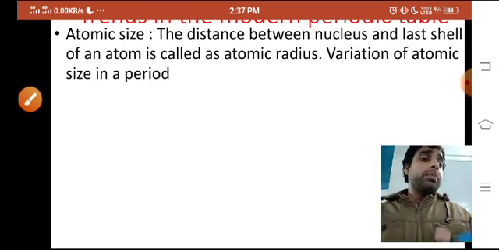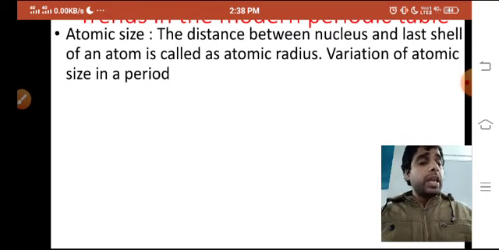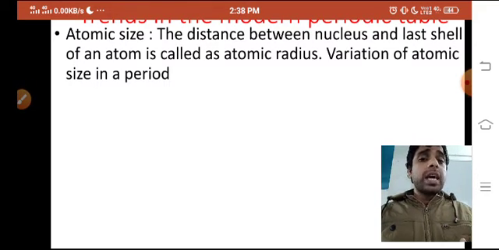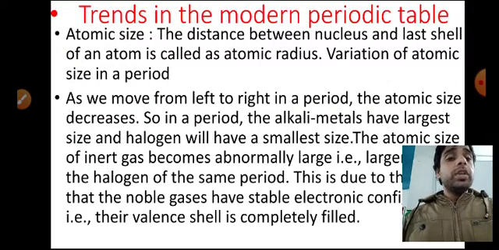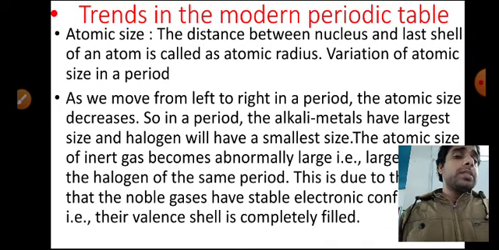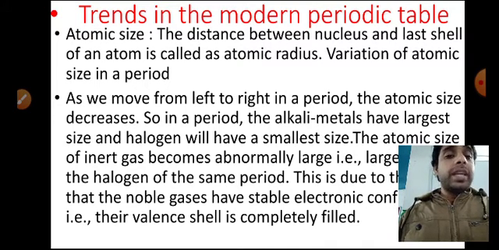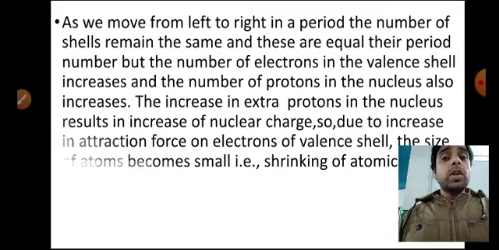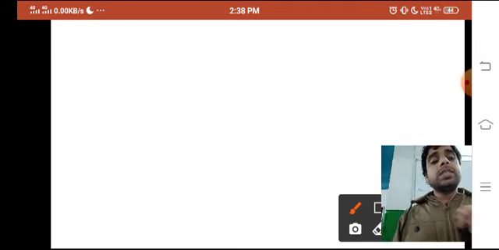So when we are moving down the group, what happens to the atomic size? Variation of atomic size in a period, variation of atomic size in a group. You can see the explanation given here. As we move from left to right in a period, the atomic size decreases. Why it decreases, and what happens in the group, we will see. First of all we will see the variation of atomic size in a group.